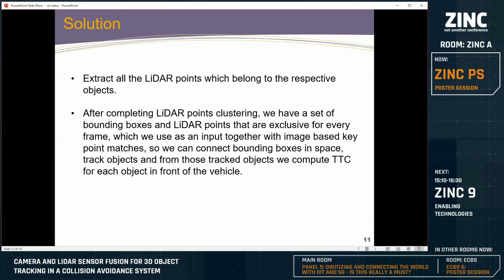Afterwards, we use these bounding boxes to extract all the LiDAR points which belong to the respective objects. After completing LiDAR point clustering, we have a set of bounding boxes and LiDAR points that are exclusive for every frame, which we use as an input together with image-based key point matches, so we can connect bounding boxes in space, tracked objects, and from those tracked objects, we compute TTC for each object in front of the vehicle.